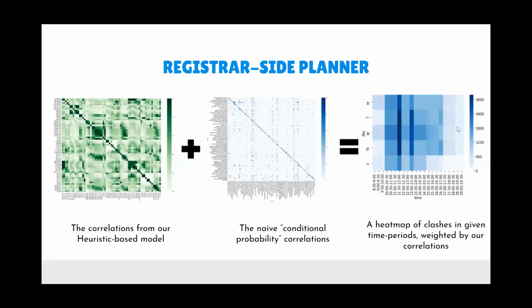Moving forward, we want to combine our transformed correlations with our heuristic model into one metric. Then, given a schedule of classes, we would integrate this metric into the course time overlaps to not only determine how many people are clashing, but also weigh how important these clashes are.